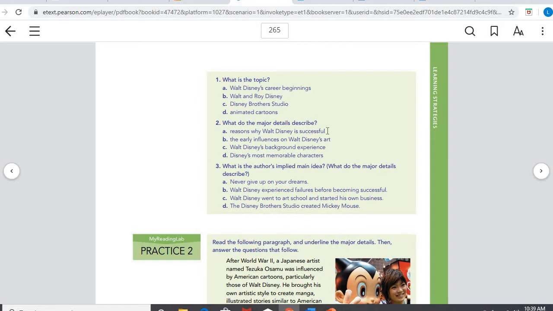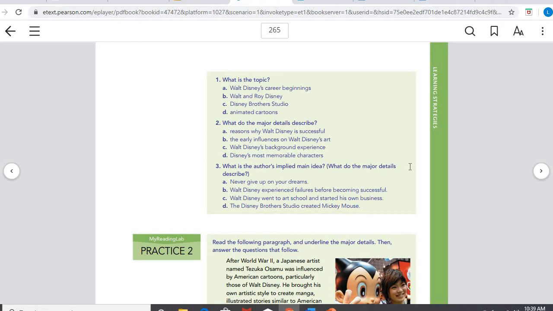Well, it definitely didn't talk about why he was successful, because it talked a lot about his failures, actually. And it didn't necessarily talk about his influences of art. It's more about his background experience, C, about how he really did a lot of failing before he succeeded, and so that background that they give. And then the implied main idea, the main idea that's not directly stated.